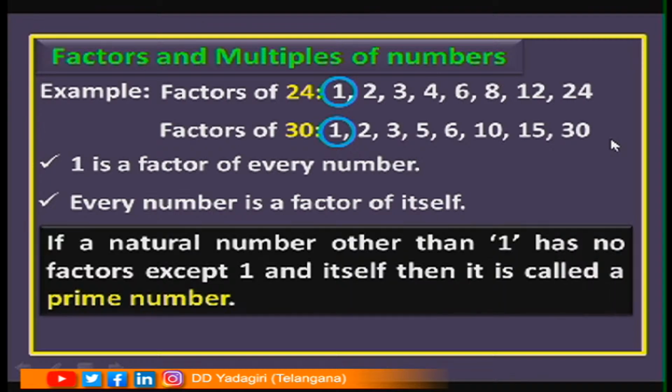Okay, children. If a natural number other than 1 has no factors except 1 and itself, then it is called a prime number. So, what are prime numbers, children? Yes, prime numbers are 2, 3, 5, 7, 11, 13 and so on. Why do we call them prime numbers? Because they have only 2 factors, that is 1 and the number itself. If you take a look at 13, what are the factors of 13? 1 and 13. So, 1 will be the common factor and also the number itself is a factor. Such numbers which have only 2 factors are called prime numbers.